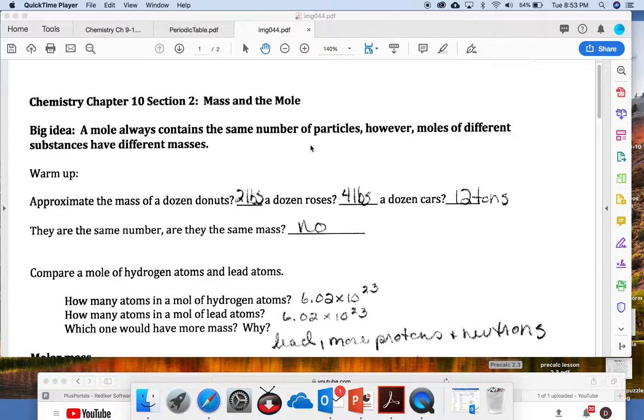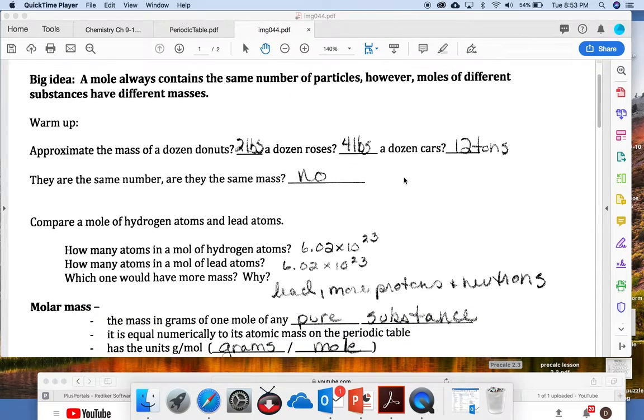So let's look back to the dozen. Just for a warm-up here, if we have a dozen roses, a dozen donuts, or a dozen cars, we have 12 of each, but they're not all the same mass. A dozen donuts might be 2 pounds, a dozen roses 4 pounds, a dozen cars might be 12 tons. So even though they're all a dozen, they have different masses.